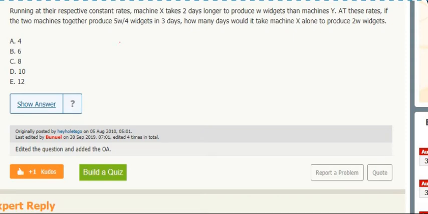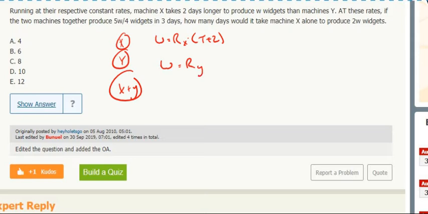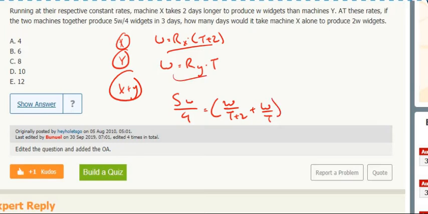So comparing the rates, comparing the times again, X and Y, and now they actually have a comment here about what they do together. They actually do work together. So X takes 2 days longer to produce W widgets, 2 days longer than Y. And together they do 5W over 4 widgets at their added rates. Solving for the rates from here in 3 days.